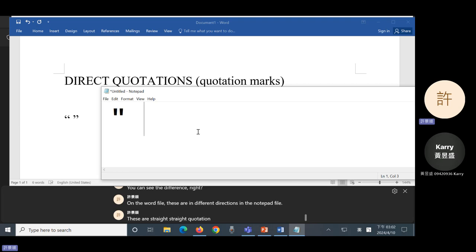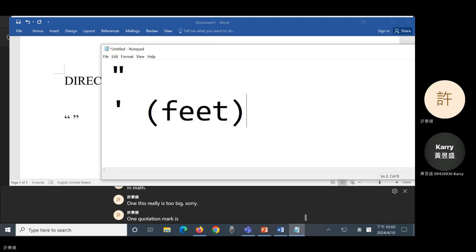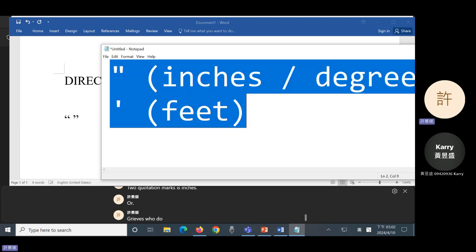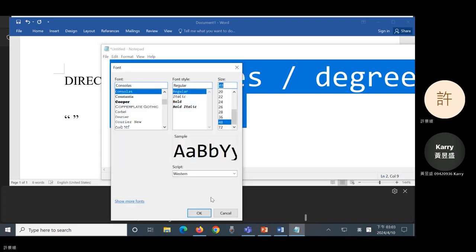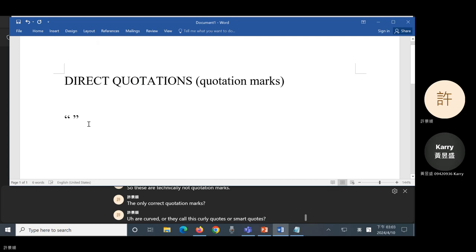Straight quotation marks are technically wrong. This mark is actually called, it's a mathematical symbol. It's used in math. In math, this really is too big, sorry. One quotation mark is feet. Two quotation marks is inches. Or greaves, 弧度. Okay, yeah, this is too big. So these are technically not quotation marks. The only correct quotation marks are curved, or they call this curly quotes or smart quotes. Right, so you have the double quotation marks and the single quotation marks.